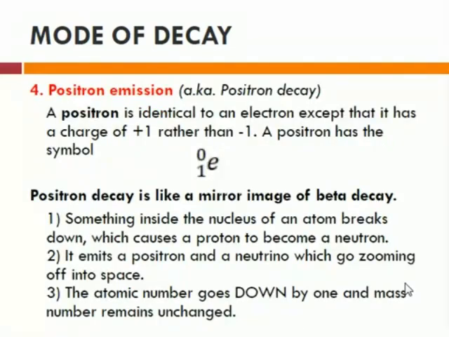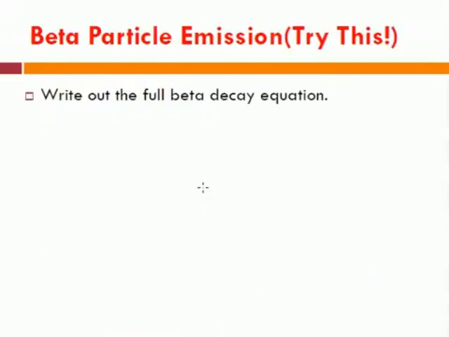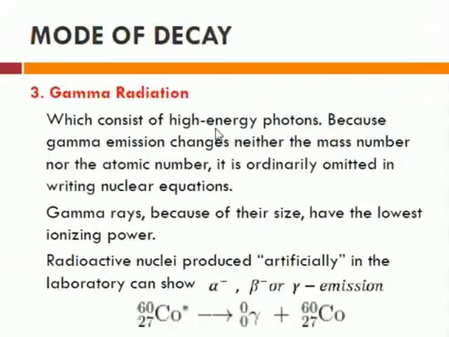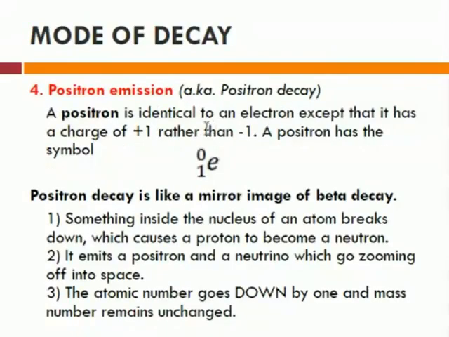Next, we have positron emission or positron decay. A positron is identical to an electron except that it has a charge of positive 1. So positive 1 here. In beta decay, we have negative 1 charge here. A positron has the symbol, this one, 0 and then positive 1. Positron decay is like a mirror image of beta decay, so almost the same as beta decay.